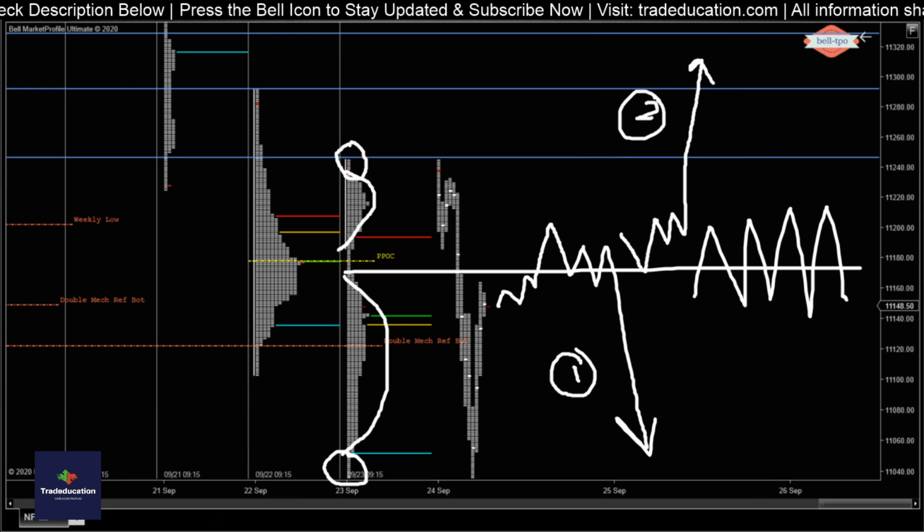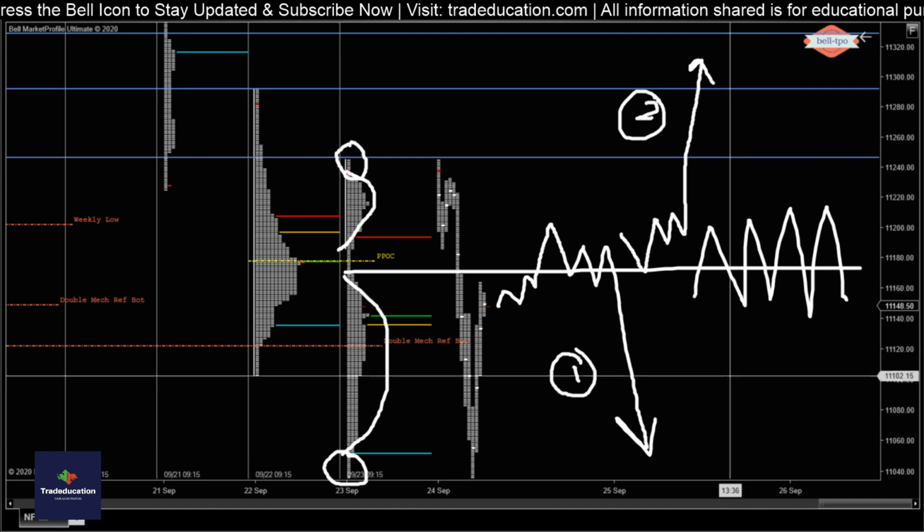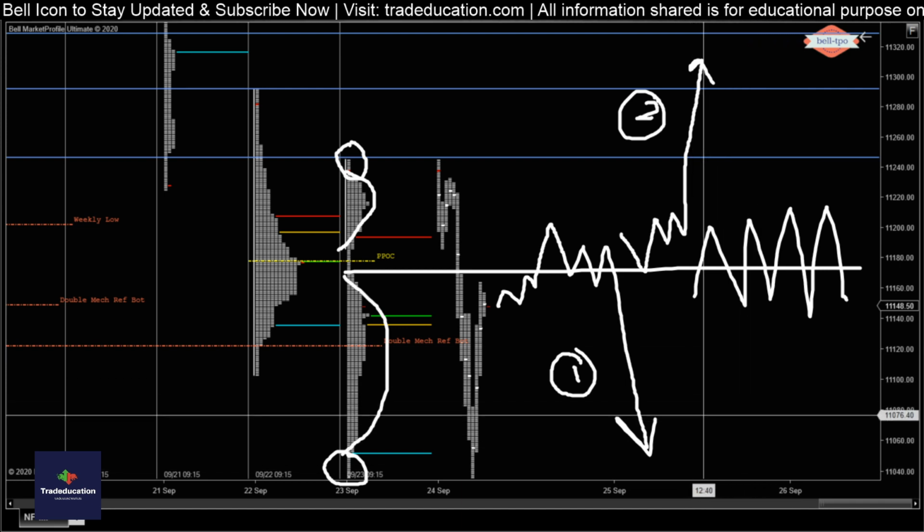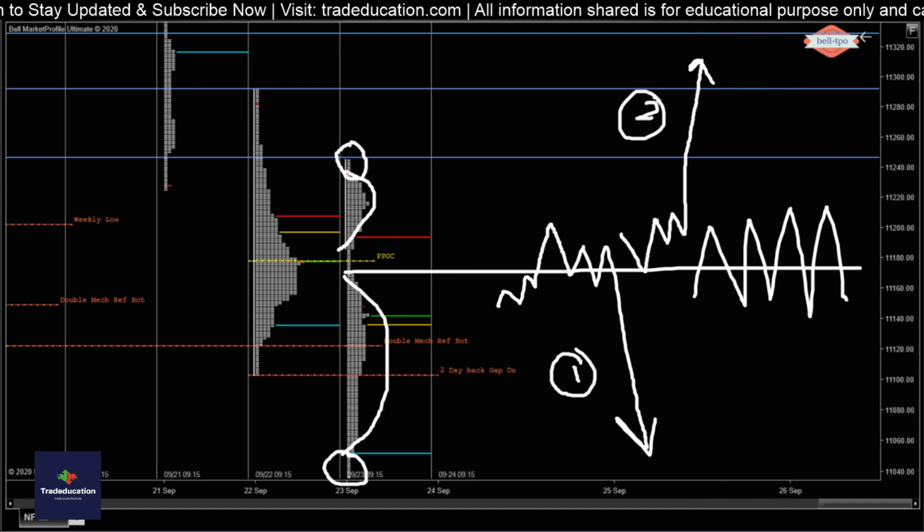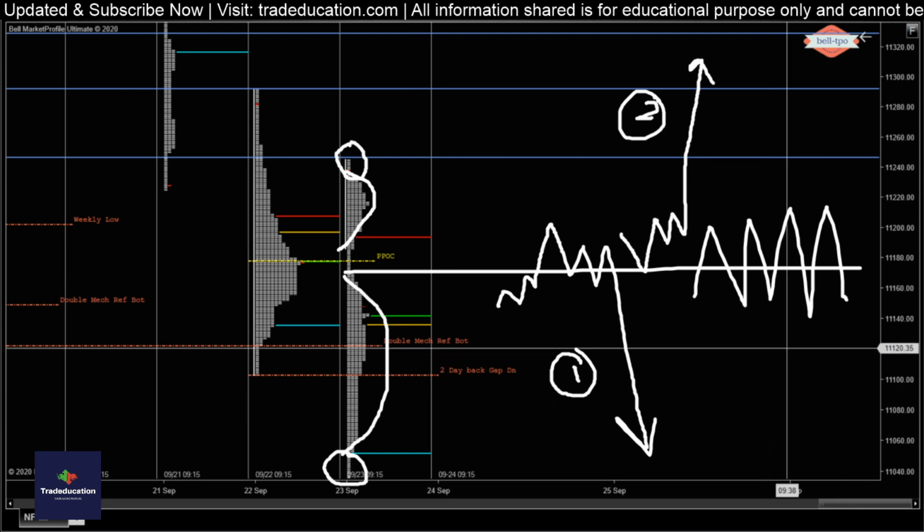Sorry, I'm going a bit fast, but I started a bit late, so that's why. I'm expecting sellers to again win today. So let's see which way the auction develops.